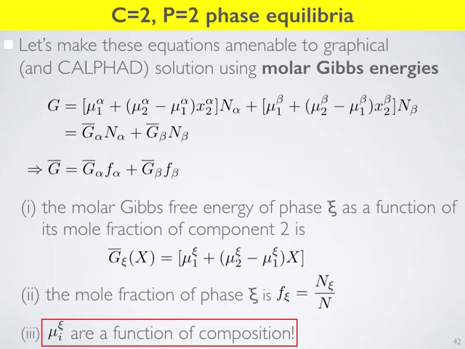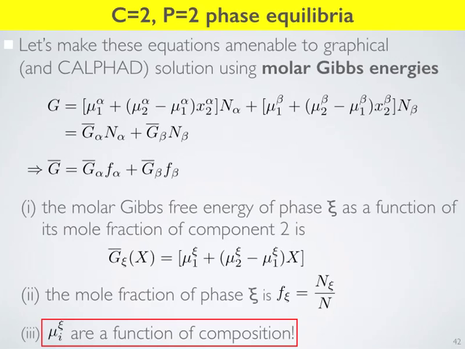Okay, so just to emphasize a few points here, the molar Gibbs free energy of phase C, let's just generalize, as a function of its mole fraction of component 2 is the following. So you can write down the per mole Gibbs free energy of phase C as a function of the mole fraction of the second component in the following form. So that's just basically the square brackets that came up here. The mole fraction of phase C, f_C, is n_C over n. So that's the way that we went from this line to this line. You go from n's to f's just by dividing through by n. And the final thing, which is super important, and the reason why phase equilibrium is hard, is that the chemical potential of component i in phase C is a function of composition.